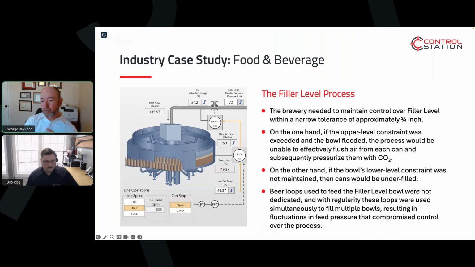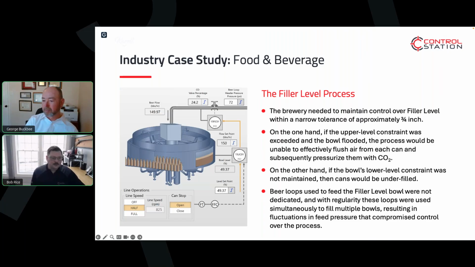The cans would wind up being underfilled in some cases, depending on which direction we're going, and overfilled in others. So we had to adjust the filling process so that when the line is speeding up or slowing down, we're able to react to that and make sure we got to the right level. Bob, maybe you can add a little more to that description, so we can get to maintaining the level in each individual can at exactly the right place.